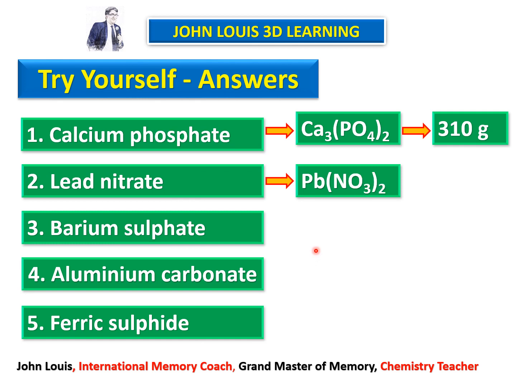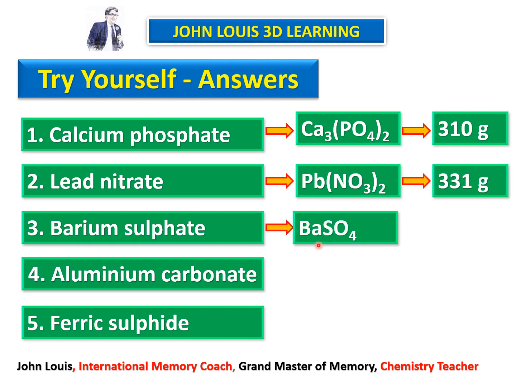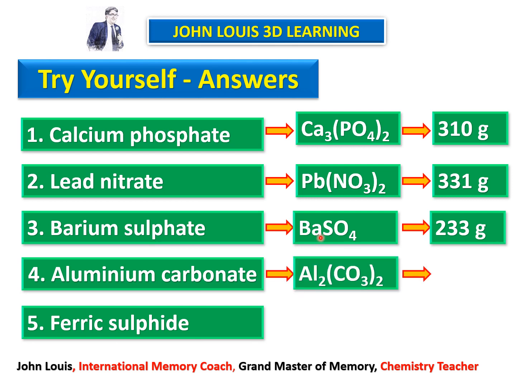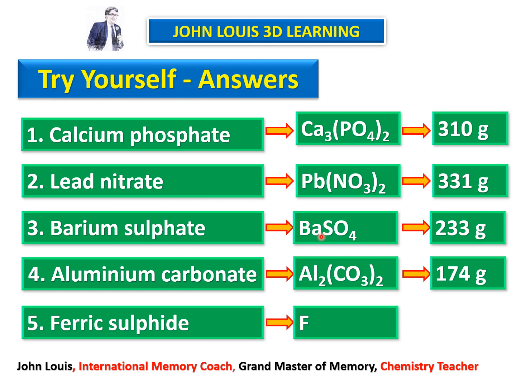So lead nitrate is the formula, this is the molecular weight. And similarly for barium sulfate, formula and molecular weight. For aluminium carbonate, this is a formula and this is a molecular weight. And ferric sulfide, this is a formula and this is a molecular weight. Okay, if you got all 5 correct, you are very good. You have understood it very thoroughly. If you have gone wrong somewhere, you try to identify where you have gone wrong, why you have gone wrong. And if you have gone wrong in many places, try to go through this video again, try to understand the concept and rework the problems until you get the answers correctly.